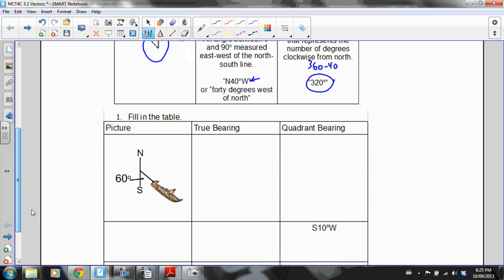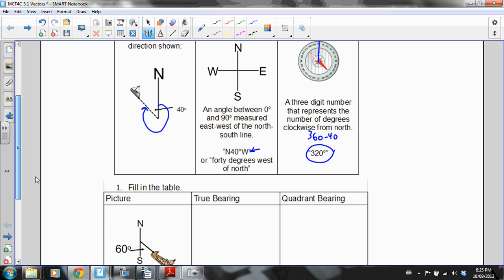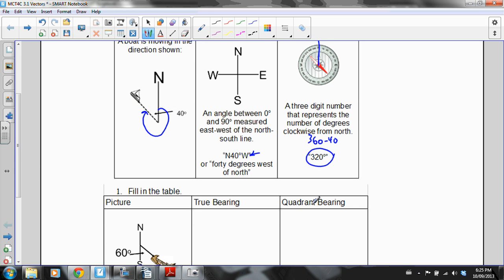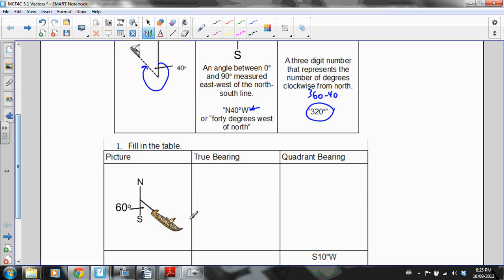All right, we got some examples. And notice that, just to keep you on your toes, the quadrant bearing is over here, and the true bearing's over there, and we want to describe this canoe's direction. Well, if that's 60 degrees, this would be the true bearing here. All the way from north to south would be 180 degrees, minus 60 is 120. There's the 3-digit number. It's just that easy.